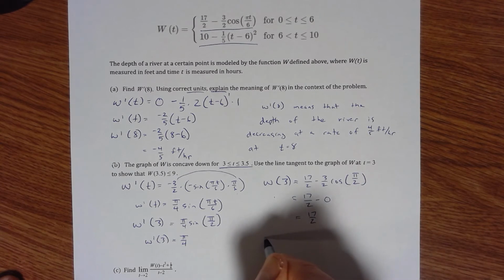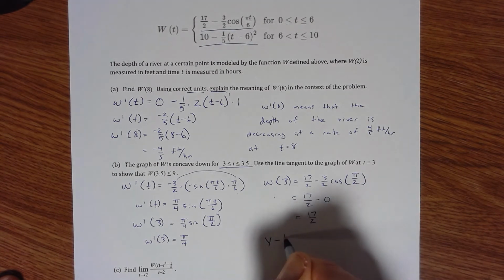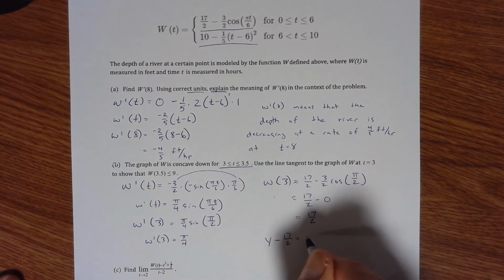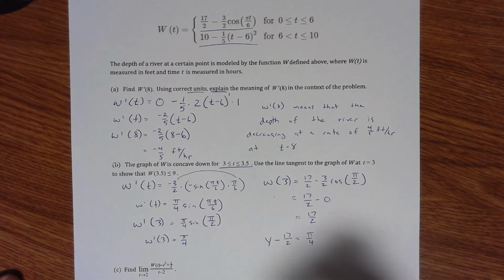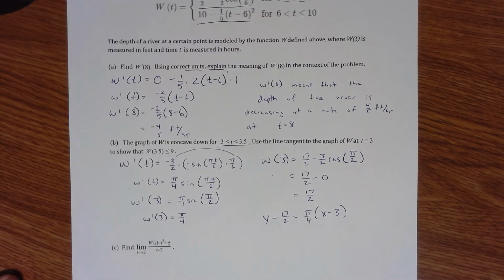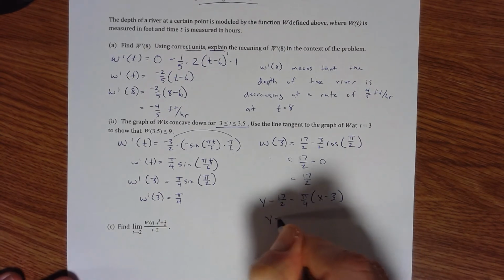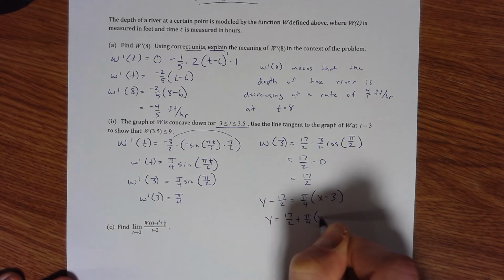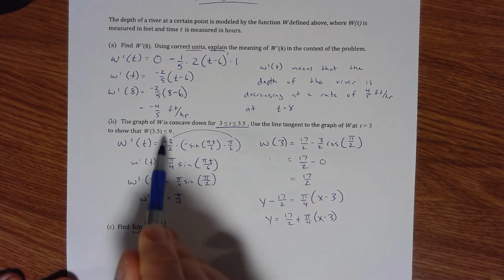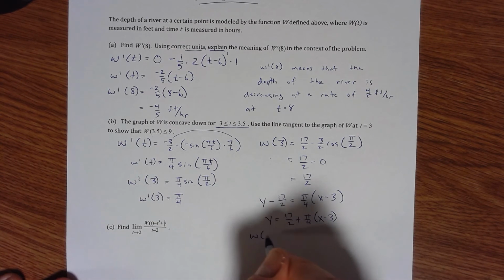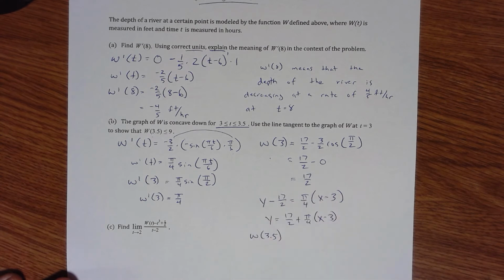So we have y minus the y-coordinate equals the slope, pi over 4, from right here, times x minus the x-coordinate. The x-coordinate is 3. And I'm just going to rewrite this as y equals, move the 17 over 2 to the other side, pi over 4 times x minus 3. Now if we're going to use the approximation at 3.5 to approximate w at 3.5, we're going to plug it in here.